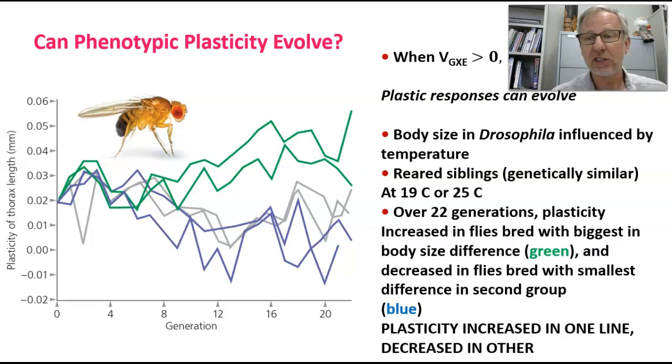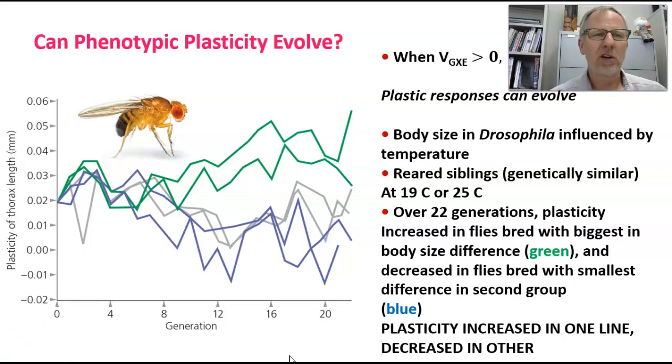Plasticity increased in one of the lines, the green line, and it decreased in the other line. So yes, indeed, phenotypic plasticity can evolve. And again, it can evolve as long as there's a genetics by environment component of the variance that is greater than 0.